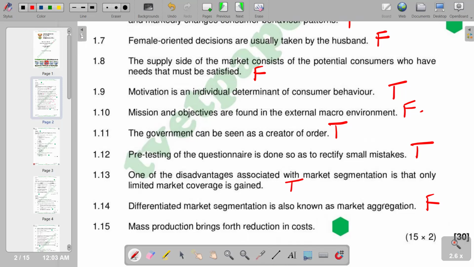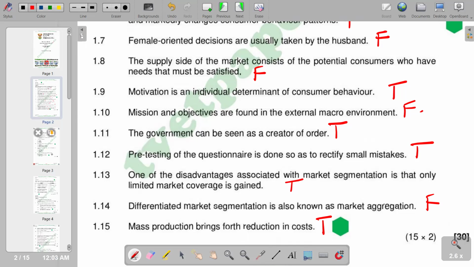Which is true. Remember, when there's mass production, it brings in economies of scale, and economies of scale obviously are related to reduction in average cost per unit, which is reduction in cost. So that's the case that we have. So it's producing in large quantities, which is beneficial by spreading the fixed costs over a larger number of units that are being produced. So basically, we have true as our response.